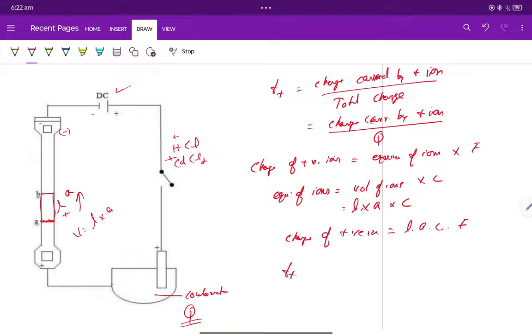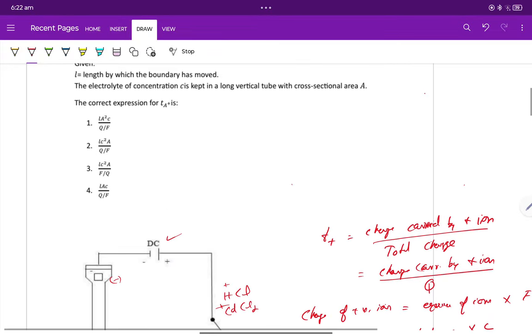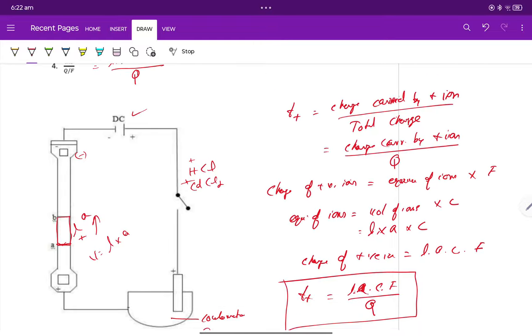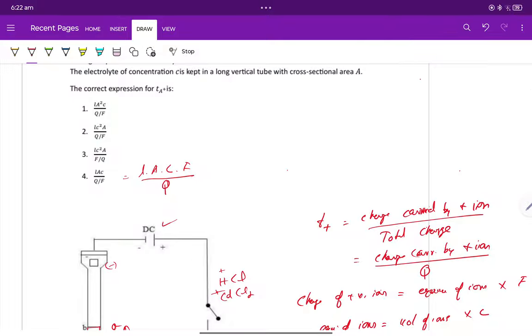Now if you check, T plus will be equal to L A C F divided by Q. So this will be the transport number of the positive ion by the moving boundary method. Now once you check the options, you can see here L A C F by Q. So this is equal to L into A into C into F divided by Q. That option and our equation are exactly the same, so your right option will be this one.